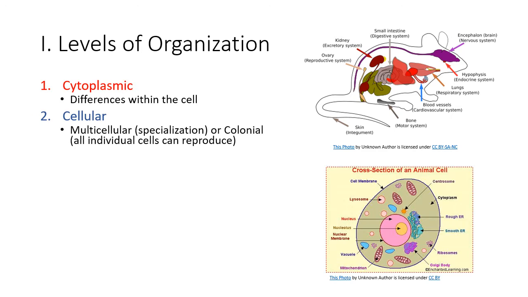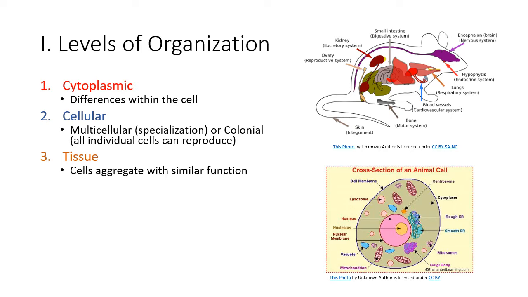You can look at the cellular interactions. So in a multicellular organism, you're going to have specialization of different types of cell, and each cell can be slightly different in its function. Colonial organisms are those that can create these colonies, but each individual cell is pretty much exactly the same and can reproduce on its own.